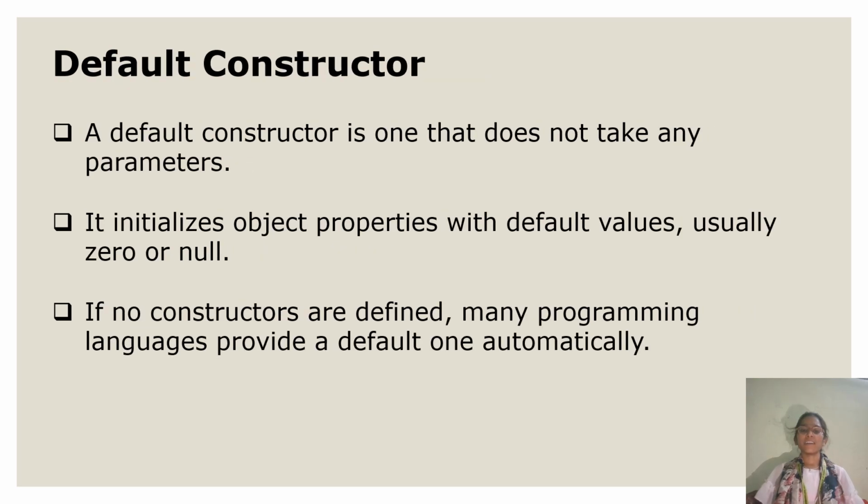Default constructor. A default constructor is one that does not take any parameters. It initializes object properties with default values, usually 0 or null. If no constructors are defined, many programming languages provide a default one automatically.